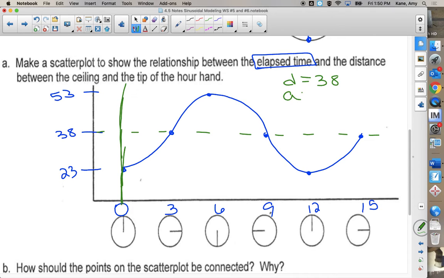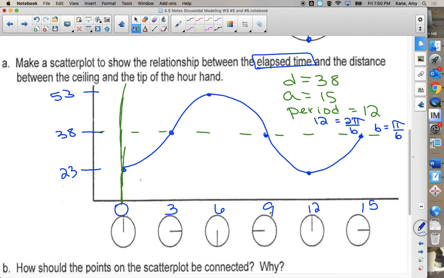I know A is 15 because that's the middle to the top. And I know the period is the time it takes to spin around the clock. How many hours would it take to go the whole way around the clock? 12. Remember, it's time in hours. So that means 12 is equal to 2 pi over b, or pi over 6. Questions?